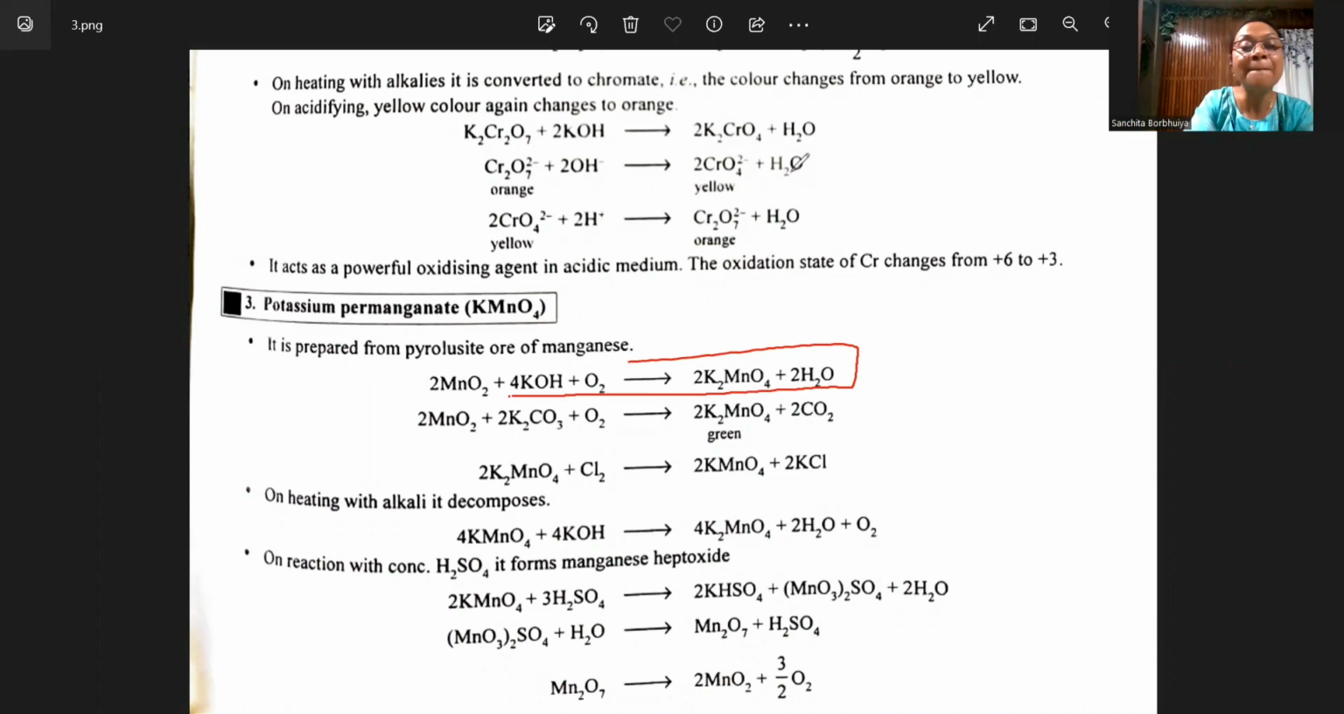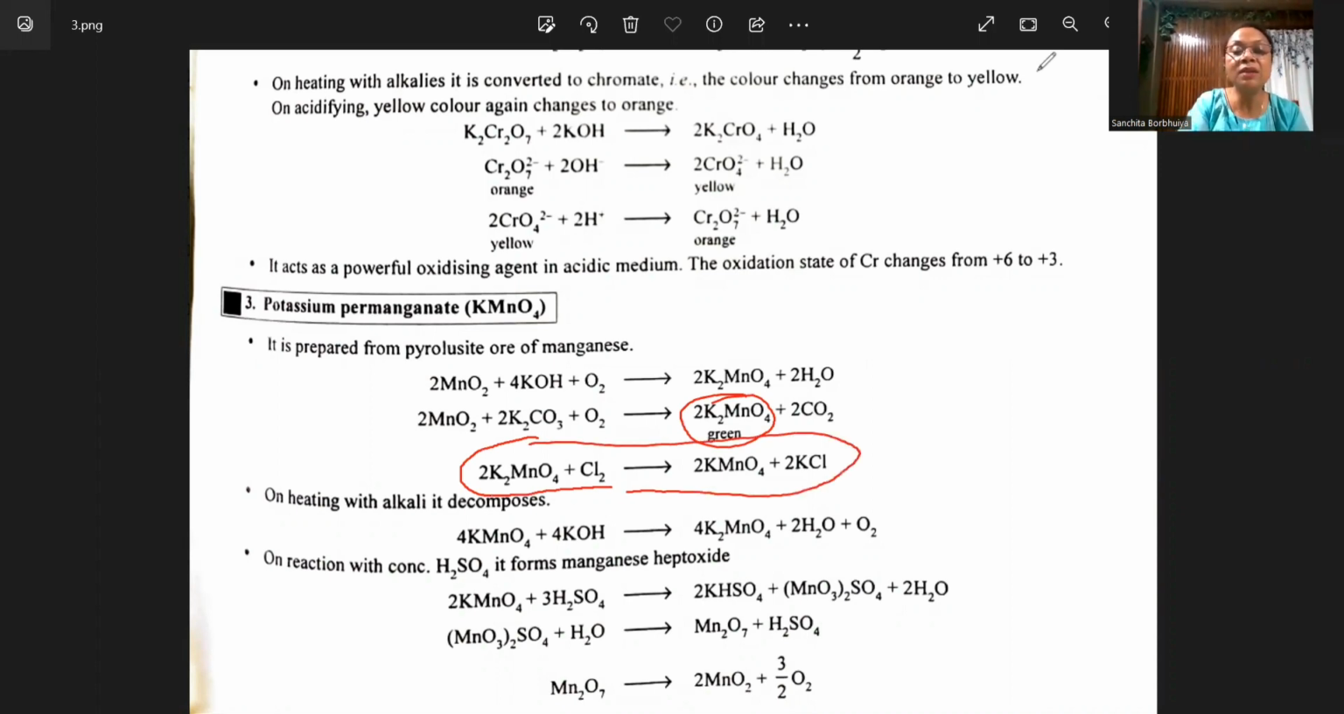You get potassium manganate. K2MnO4 is potassium manganate. In case you expose the pyrolusite ore to potassium carbonate in presence of oxygen, you again get potassium manganate, which is green in color, along with CO2. You expose this potassium manganate to chlorine, you get potassium permanganate, which is purple.